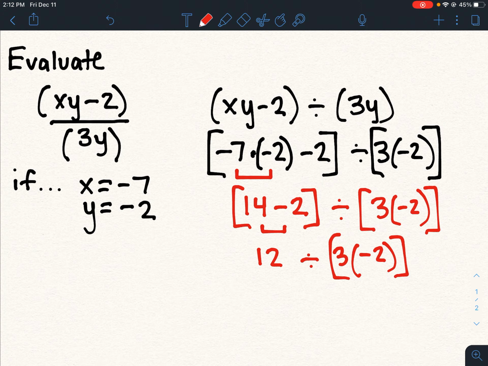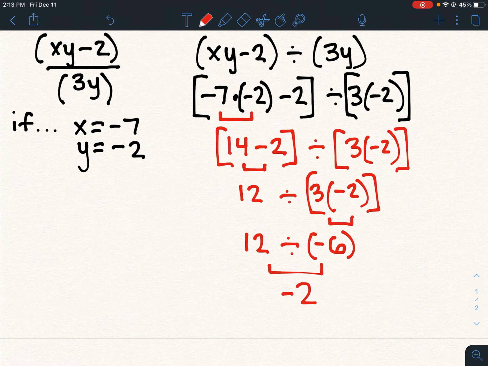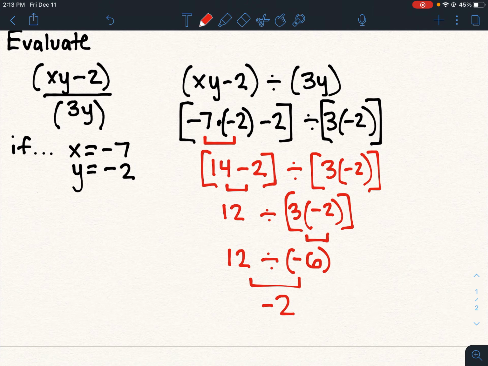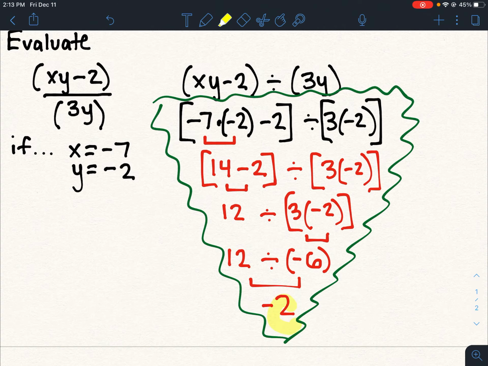The next thing that I would want to solve is 3 times negative 2, okay, because that's in parentheses or in the brackets, which are like parentheses. So I'm going to have 12 divided by negative 6. 3 times negative 2 is negative 6. And finally, my answer would be negative 2. All right, so I'm going to draw my Christmas tree. Highlight my answer. And I'll leave this here for a second.